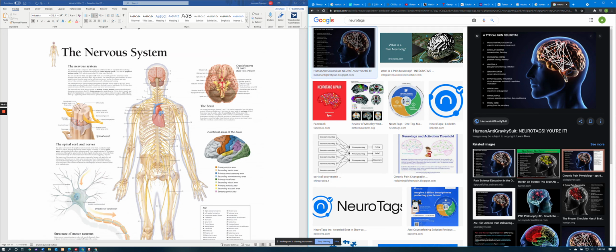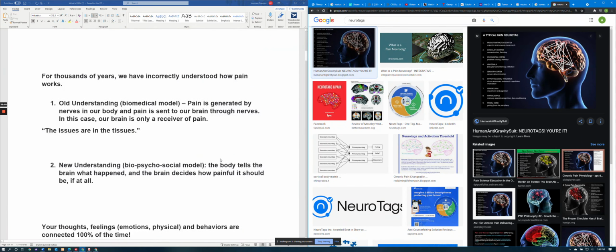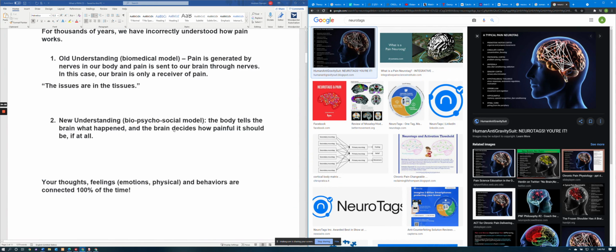Okay, so we know about the brain, the spinal cord, and the nerves in the body. So what we want to talk about a little bit is more about the biopsychosocial model and how that influences those three main areas that are helping to produce pain. So keep in mind, thoughts and feelings are physical things. They are electrical, magnetic, and chemical processes in the body. And your thoughts, feelings, and behaviors or actions are all connected all the time.